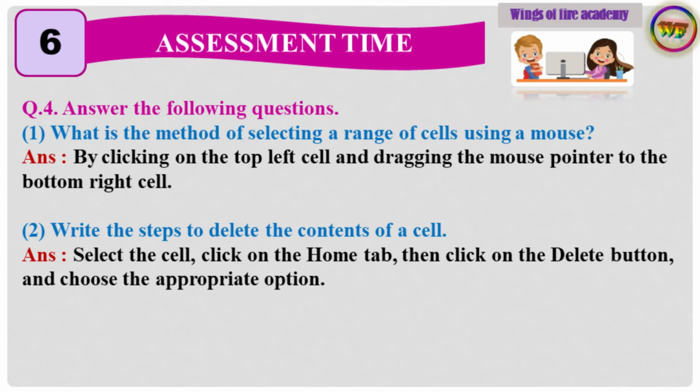Question 4. Answer the following questions. 1. What is the method of selecting a range of cells using a mouse? Answer. By clicking on the top left cell and dragging the mouse pointer to the bottom right cell. 2. Write the steps to delete the contents of a cell. Answer. Select the cell, click on the Home tab, then click on the Delete button and choose the appropriate option.